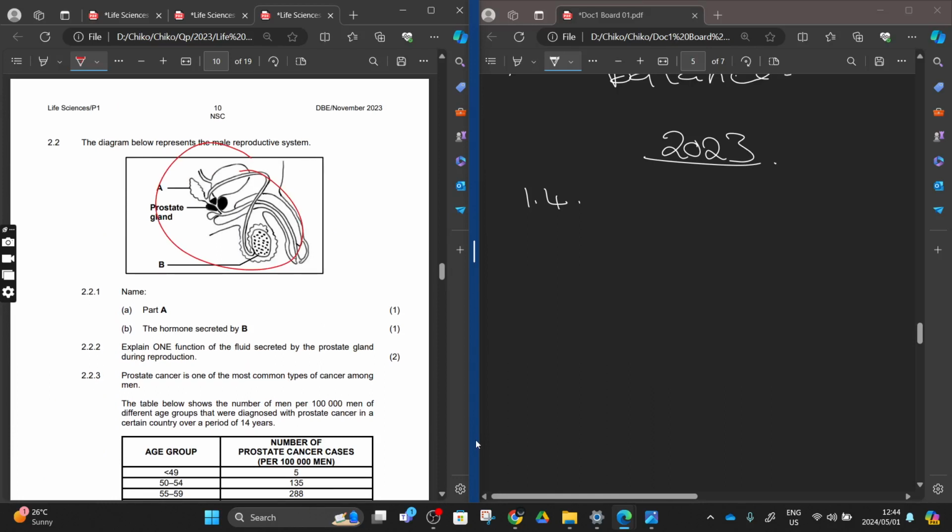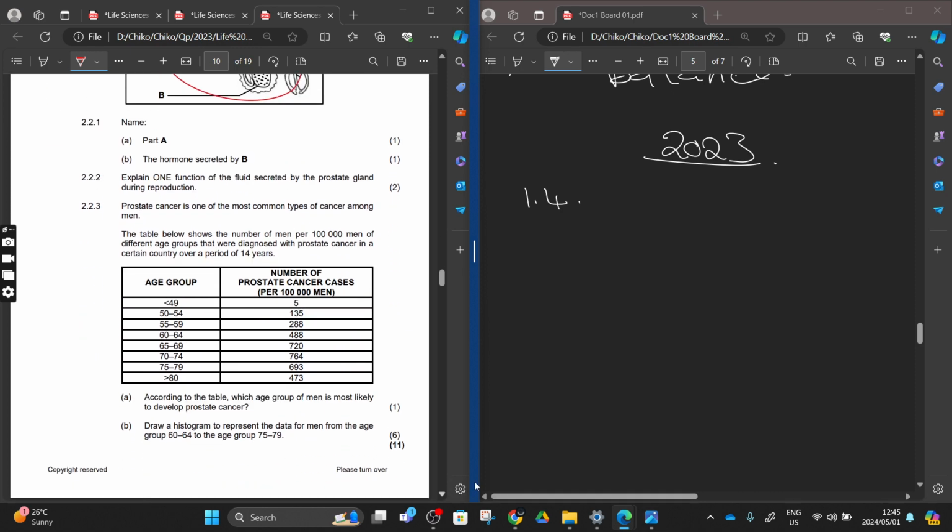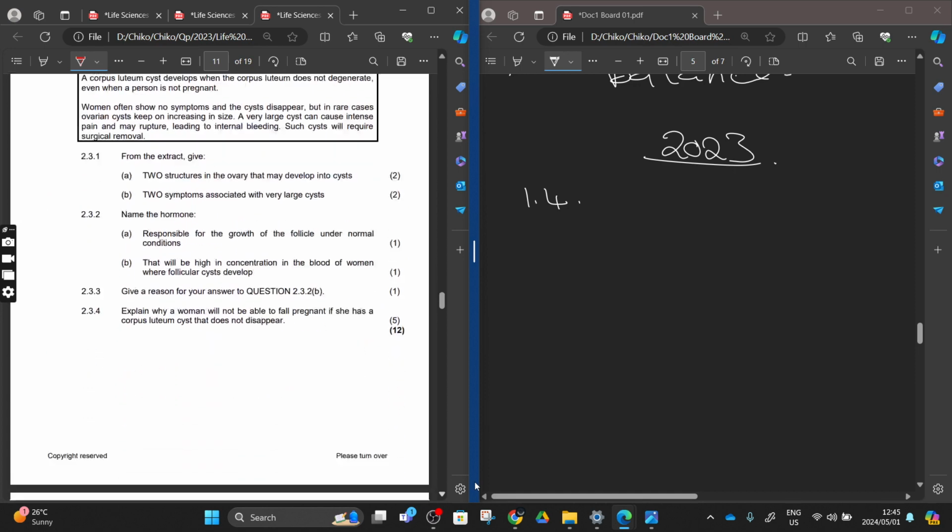You can see all of them. 2021, 2022, 2023, we were dealing with the human male reproductive system. So we can prepare for final year 2024 with our human female reproductive system. This time, the female reproductive system will help you more than anything.